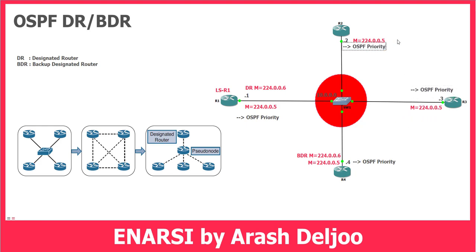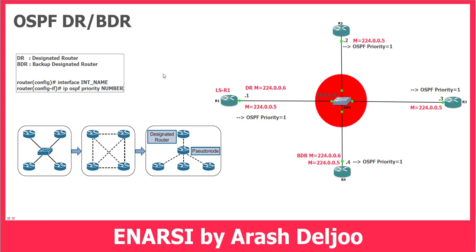The default value of the OSPF priority is 1. Here the default value is 1, and also here it is 1, and also in router 3 the default value is 1. You can change this default value with this command. Look here: router config. We should go to the interface mode, interface, then the interface name, router config-if. Now you can configure ip ospf priority, then the value of the priority.